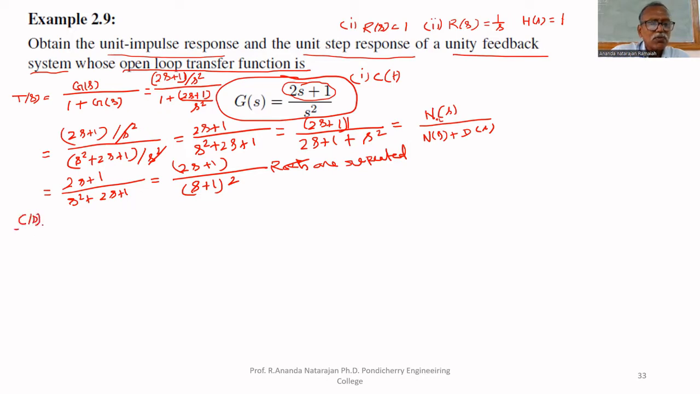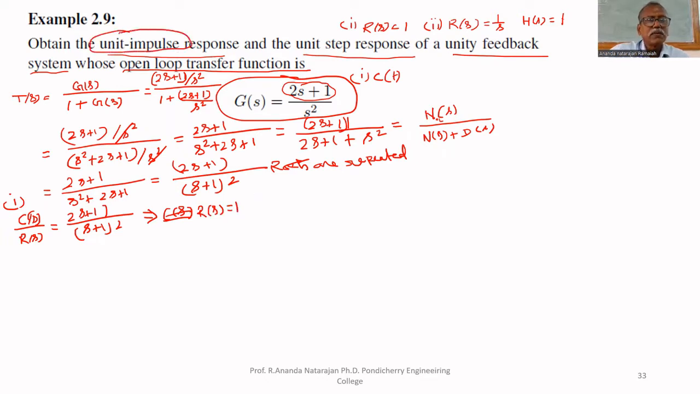Now T of S is what? T of S is output upon input R of S. That is equal to 2S plus 1 upon S plus 1 whole square. For impulse, the first case, R of S equal to what? R of S equal to 1, unit impulse input. Therefore, what we will get is C of S equal to 2S plus 1 upon S plus 1 whole square.